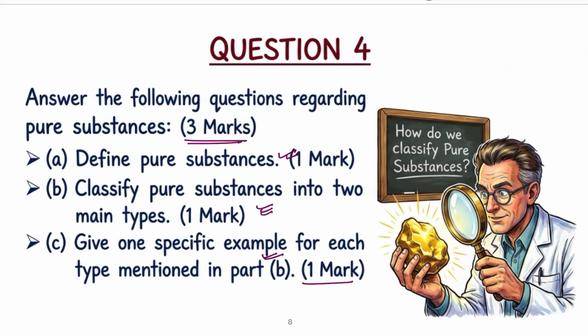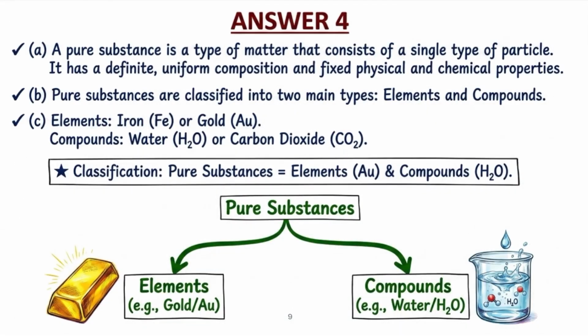One more question. So now the answer of this question. A pure substance is a type of matter that consists of a single type of particle. It has definite, uniform composition and fixed physical and chemical properties. This is the definition of pure substance.